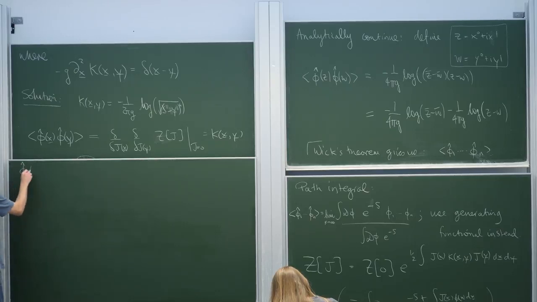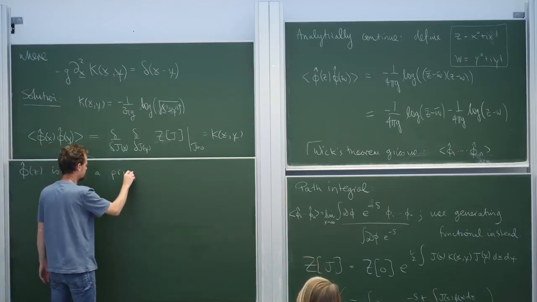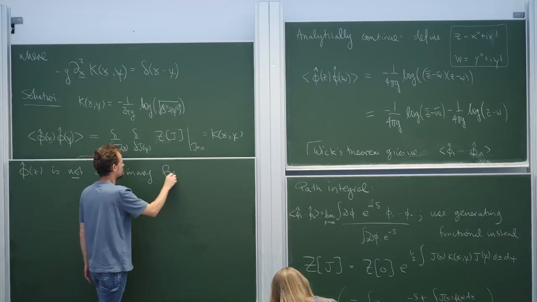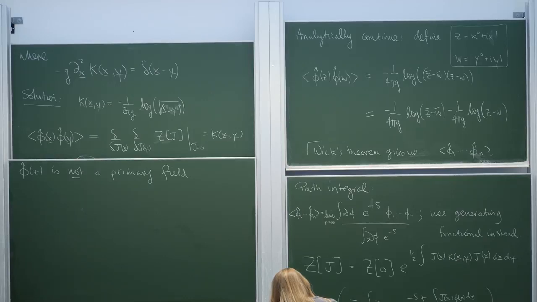And the problem is that phi of z is not a primary field. It just behaves the wrong way, right? Look at the two-point function. The two-point function, as I stressed earlier, grows with separation, behaves as a log. But if you have a primary field, we already know what the two-point function of a primary field must look like. It must look like 1 over a function of separation, and this does not look like that. So at least as we've defined it, it's not a primary field.